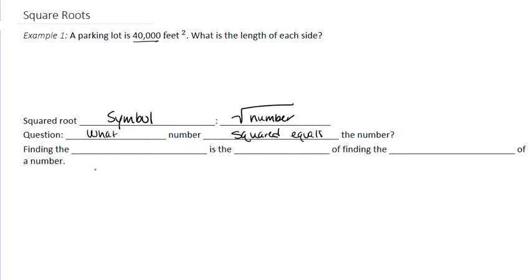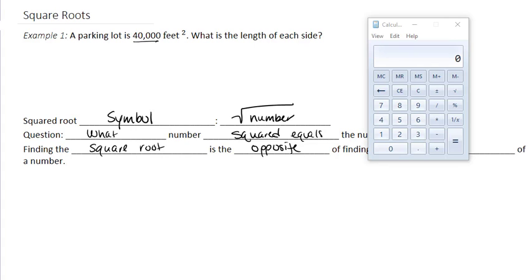And so finding the square root is the opposite of finding the square of a number. So let's go back to our example 1, and we're going to use our calculator.